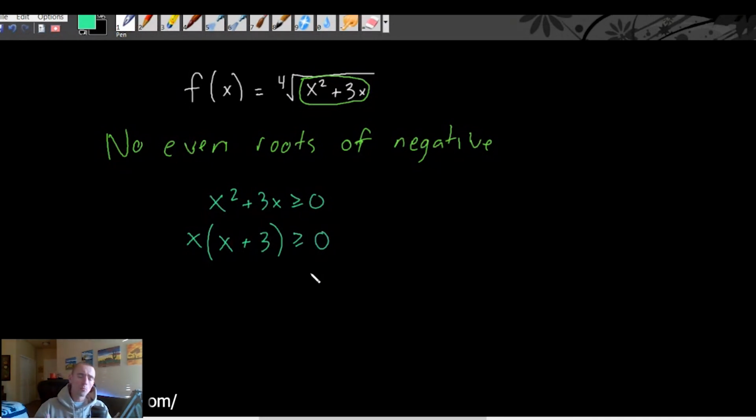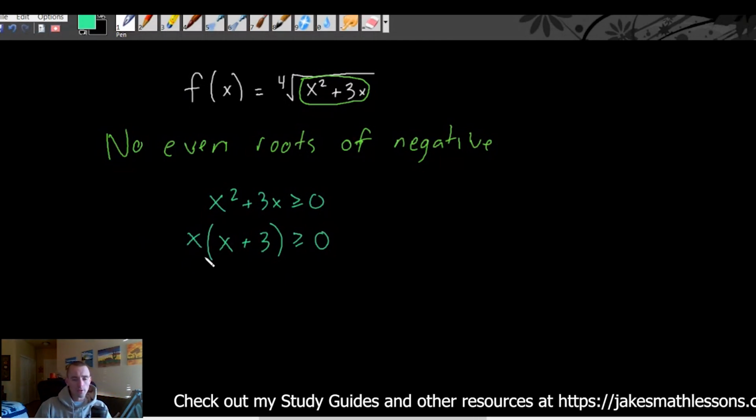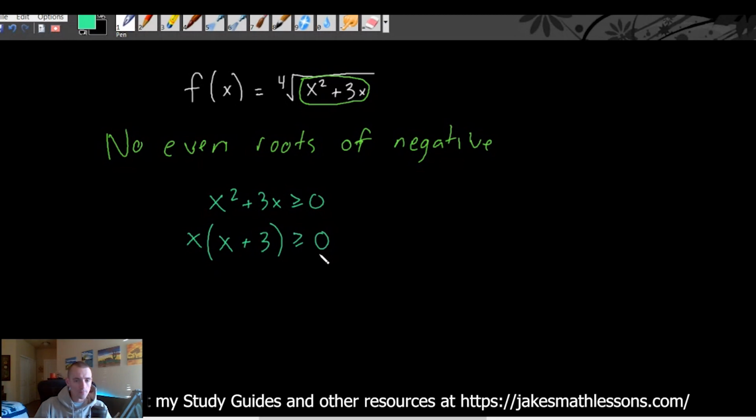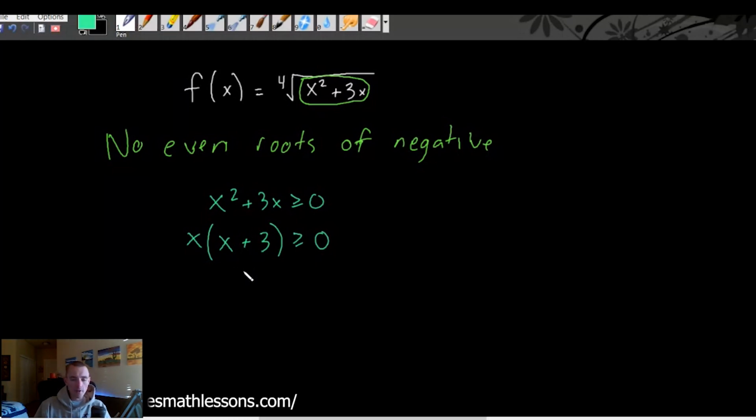Okay, so from here, there are kind of two ways to think about this. The easier way, the way that I would definitely recommend, if you have two factors like this, right? This expression is just x times x plus 3. We have these two factors. Think about multiplying two numbers together and how they relate to 0. In order for the product of these two numbers to be greater than or equal to 0, we need one of two things to happen. Either they both have to be positive, or they both have to be negative.